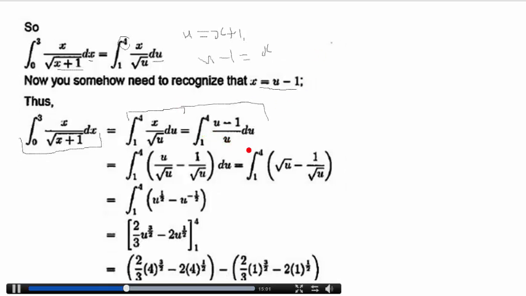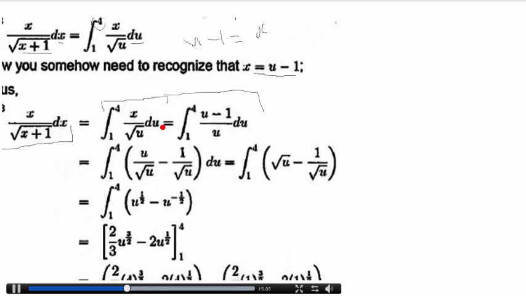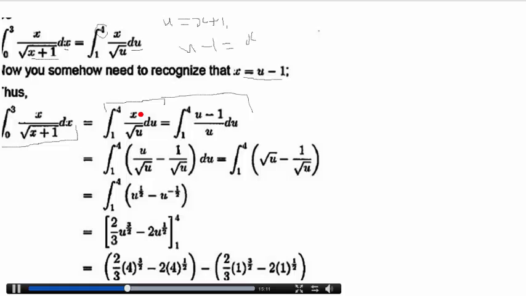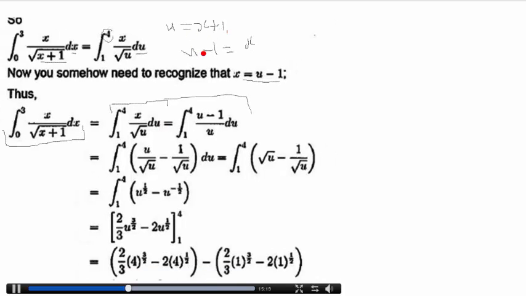Now you can see that in this part over here, this was x upon root u, and we got stuck over here just because there was an x, which we knew was a variable. But we also knew that u minus 1 is equal to x. So we substitute that over here, u minus 1, which is equal to x. Now you can see in this part everything is given, meaning everything is in terms of u. So we can actually do the integration right now, just because everything is in terms of u.